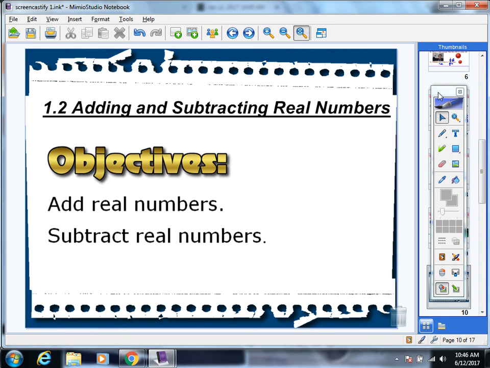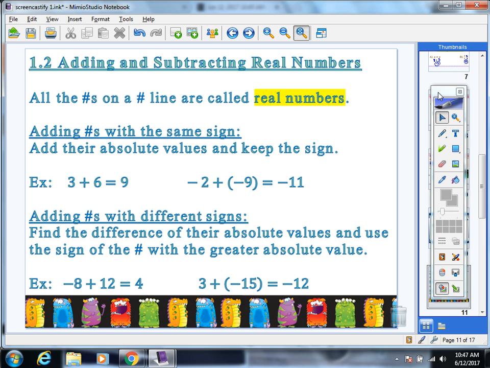Welcome back. Now we will complete lecture 1.2, adding and subtracting real numbers. You've had some experience with this in 6th and 7th grade, and we're going to continue this process in 8th grade Algebra 1.